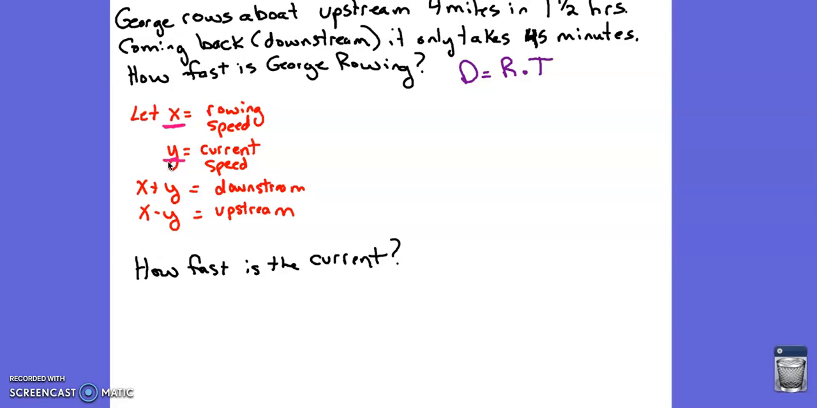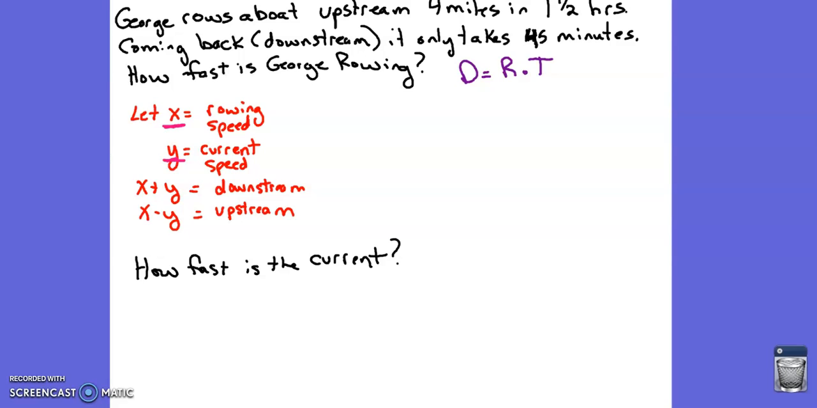And then I also want you to notice two other things. One, the distance formula, d equals rt. And I also want you to notice that George rows from one place to another place and then back. So the distances are equal to one another. That's something very important to notice here. So we're going to go ahead and set up some equations and then solve it from there.